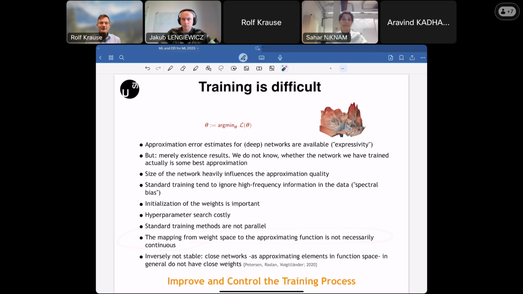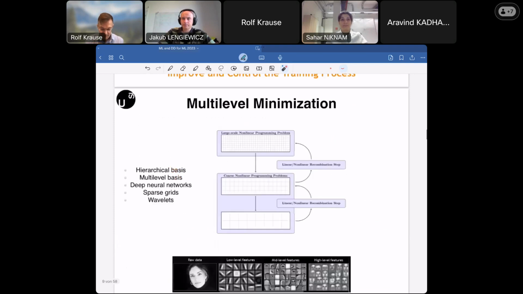You take two functions which are very close and look at their representation by means of networks. And this representation in weight space is not necessarily close. So this tells you these networks are very difficult beasts, and there's not a direct connection between the weights and the approximating function, which is completely different for classical interpolation and approximation. If you have an interpolation polynomial and you have the coefficients, you have everything under control. You know what is happening if you move every coefficient. For a network, you don't.